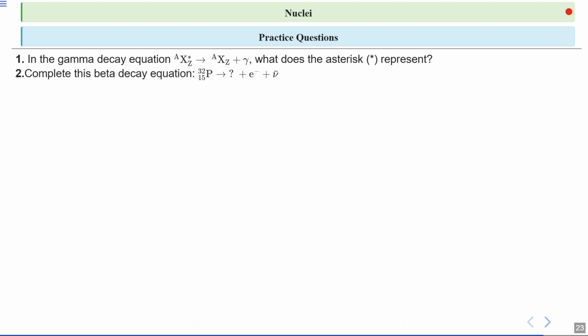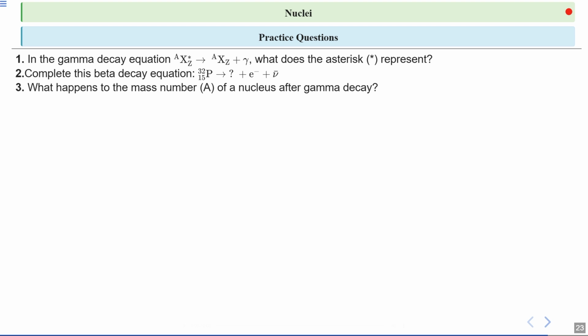Now let's move on to beta decay. Here we have a phosphorus nucleus written as 32 over 15 P, and it's transforming into something else, plus an electron and an antineutrino. Our task is to figure out what the missing nucleus is.